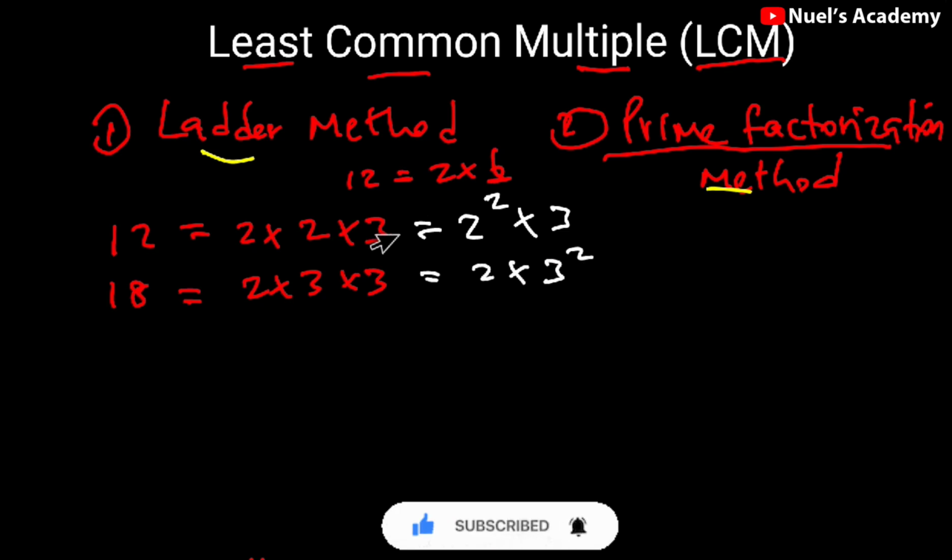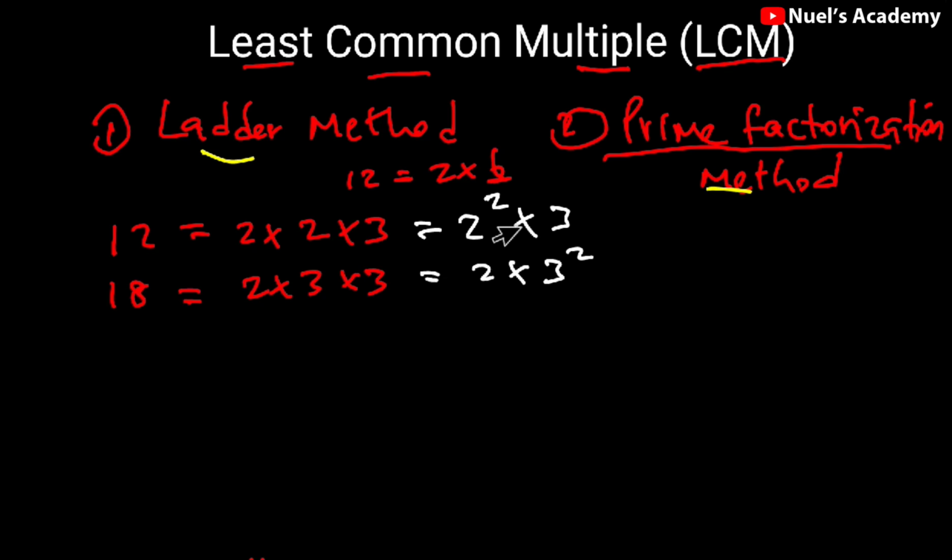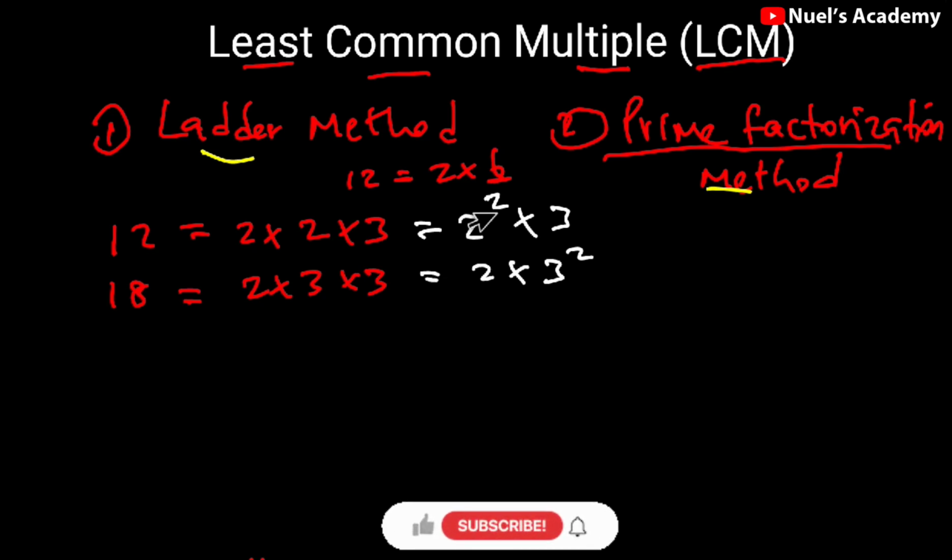Now, to find the LCM of 12 and 18 using this prime factorization method, we are going to pick. Now we have 2 here and we have 2 here. So which of these 2's has the highest power? If we look at this, we see that this 2 square has a higher power than this 2 raised to power 1. So we're going to pick it.